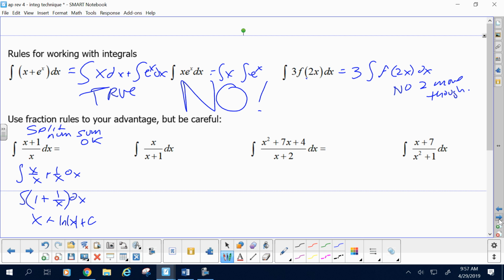Okay? Does the same rule apply in reverse? Can I split this up into 2 separate fractions? Is this allowed? No. Now rather than give you a fish, let's teach you to fish here. Say you had this sum in the denominator. I think that feels right? Is that right? Well, think about it to yourself. Could you split this, and would it still be true?